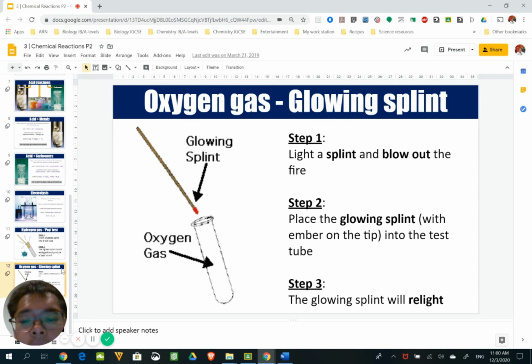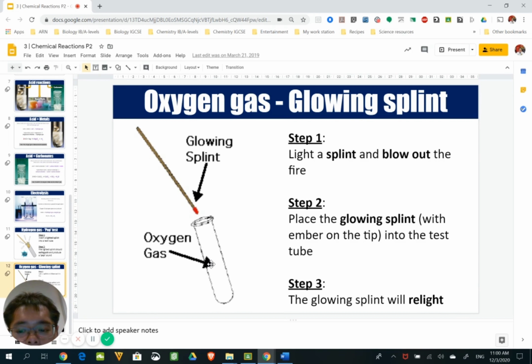Second one here would be oxygen gas. To determine whether it's oxygen gas, you make sure you have a glowing splint as a test. Light up the splint, blow out the fire, and place the glowing splint into the test tube, where the splint will relight because of the presence of oxygen. Do go through these steps and make sure that you know what you're supposed to do. It's actually simple, but you need to make sure that you understand what you are reading, what you are writing, and what you're deciphering.